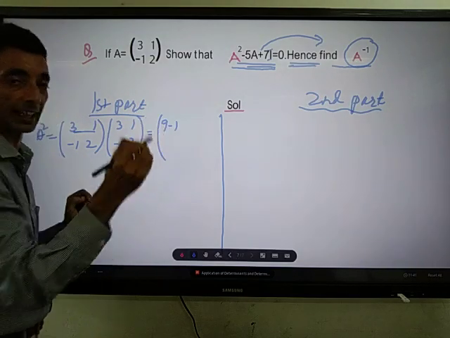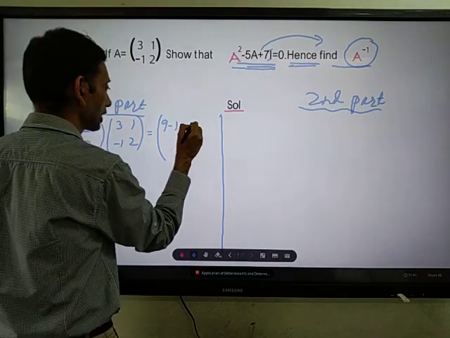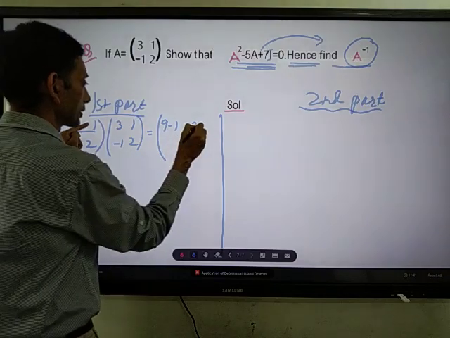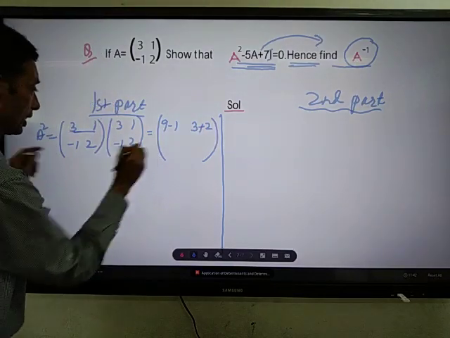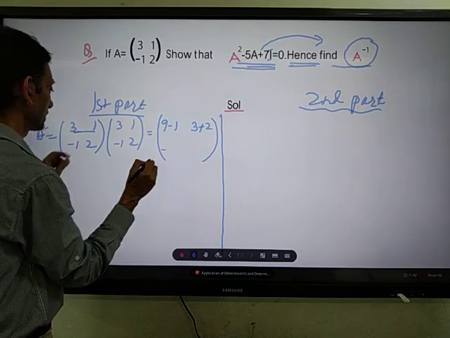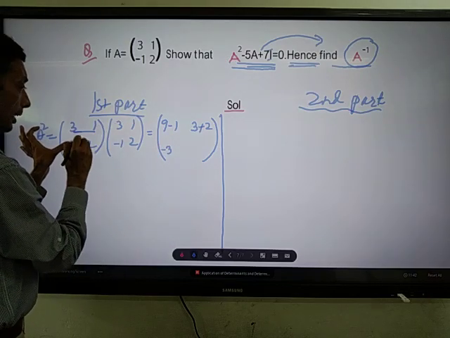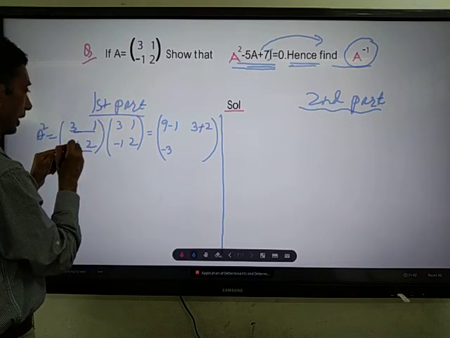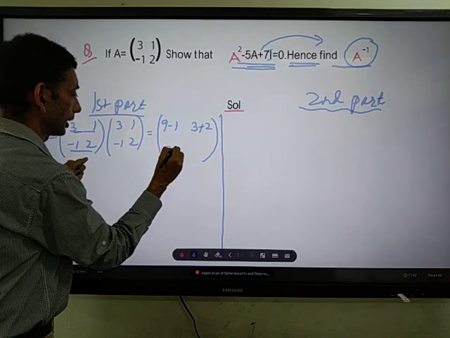Then you're going to get the second element. First row, second column: 3 into 1 is 3, then plus 2 into 1, that is 2. Now go for this element. The second row, first column: minus 1 into 3, that is minus 3. Then 2 into minus 1, that is minus 2.